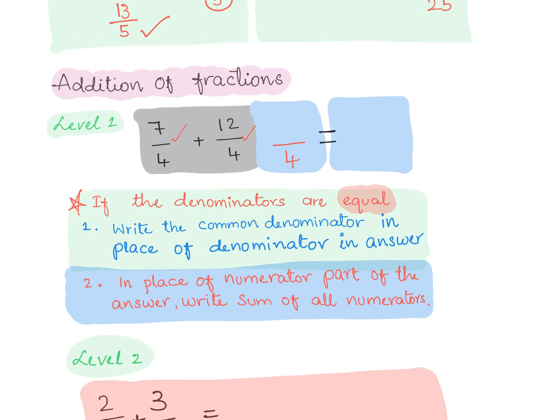Yes, then what do we need to do? In the place of the numerator part of the answer, write the sum of all numerators. So the sum of all numerators has to be kept in the place of the numerator in the answer. So what is that? 7 plus 12, it is 19. So let us write that, 19 by 4. This is the answer, 19 by 4. This is the fractional part.